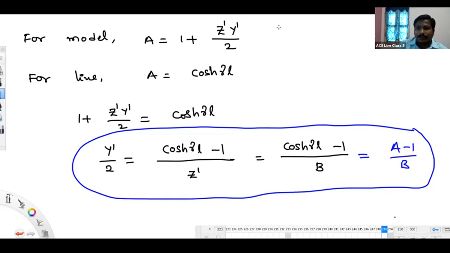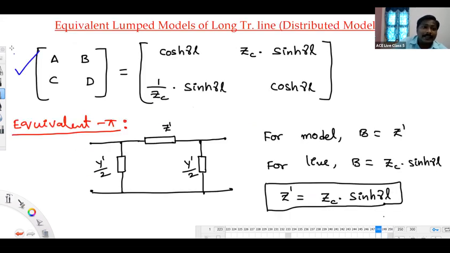Next one, equivalent T model. It's a very simple one. What we have been doing till now, in the case of nominal T and nominal pi, is that we have taken a model and from that model we found the ABCD. But now we already know the ABCD of the line. Using this ABCD, we are constructing a model such that whatever ABCD we calculate for the model should match the ABCD of the line. Then only will this lumped model we have drawn represent the transmission line.